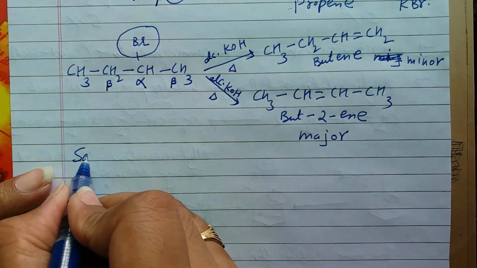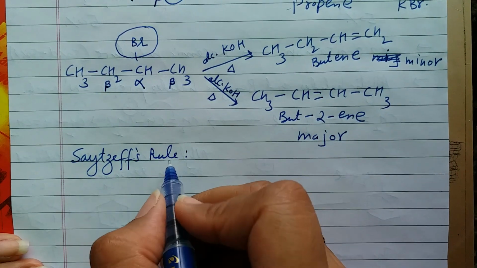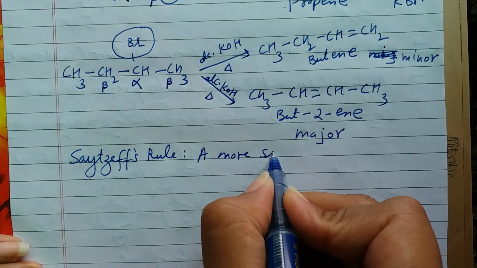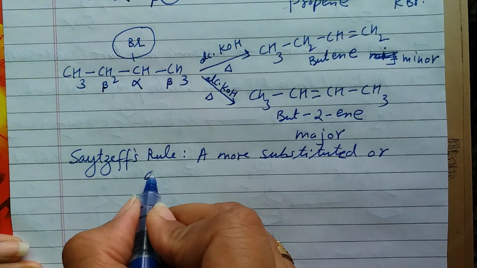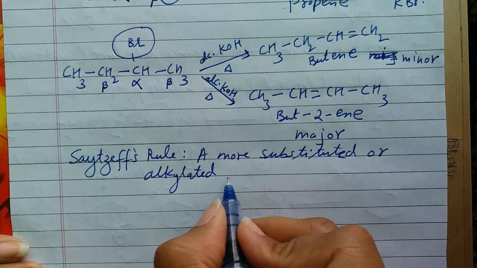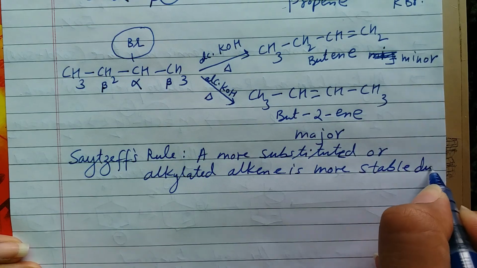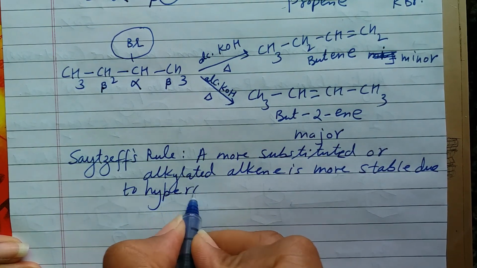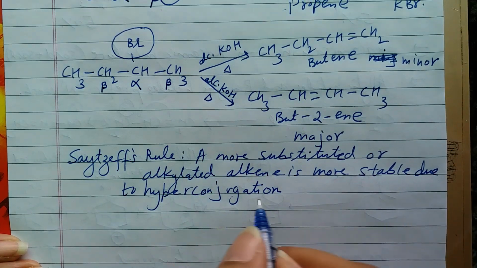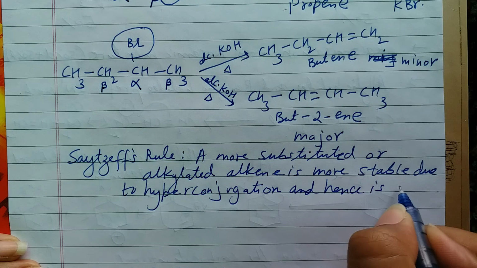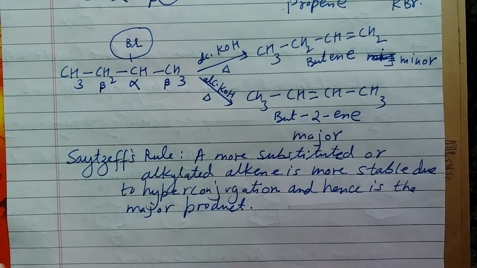The rule is called Saytzeff's rule. Let me state what Saytzeff's rule is. As per Saytzeff's rule, a more substituted, or you can say alkylated, alkene is more stable, and that's due to hyperconjugation. I am repeating, a more substituted or alkylated alkene is more stable due to hyperconjugation, and hence is the major product, right? So more substituted will be more stable and major.